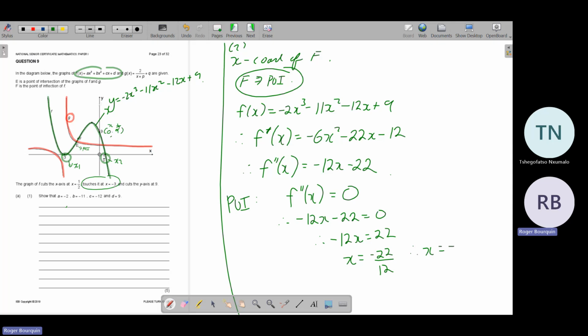Did you get negative 11 over 6? Yes. Okay, so let's have a look.